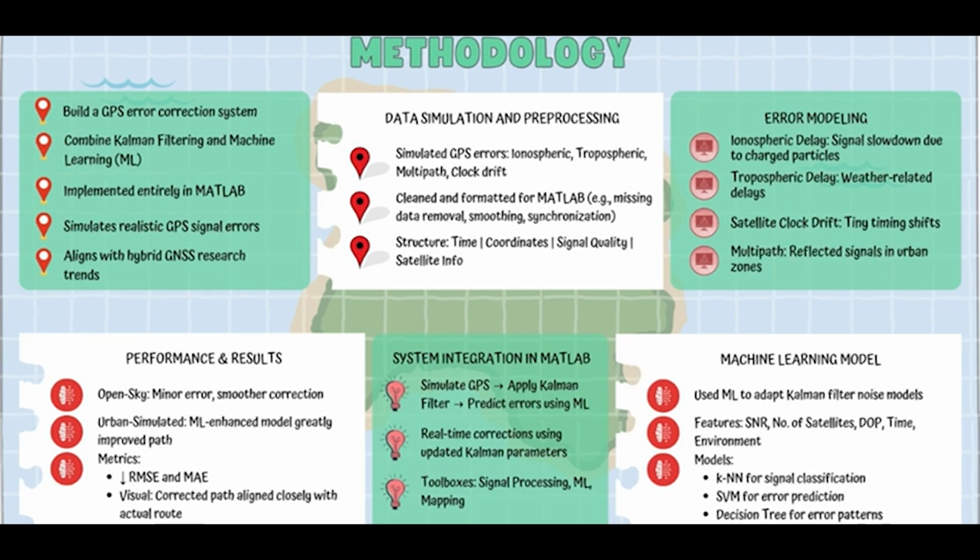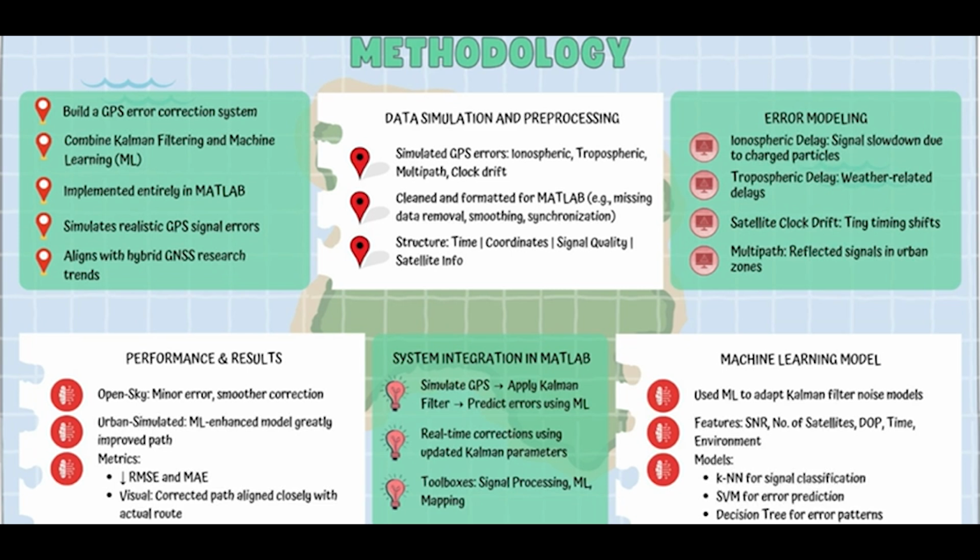First, we created simulated GPS data in MATLAB. We introduced errors like ionospheric and tropospheric delays, multipath reflections, and satellite clock drift. After that, we cleaned the data by removing incomplete entries, smoothing out sudden jumps, and synchronizing the timestamps. Next, we modeled each type of error using basic formulas. For example, the atmospheric delay was calculated based on signal frequency, and multipath effects were added as delayed and weaker signals to reflect real-world behavior.